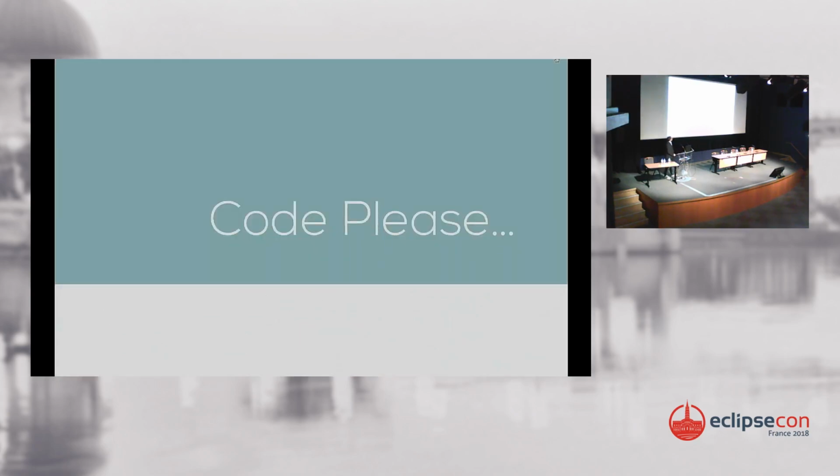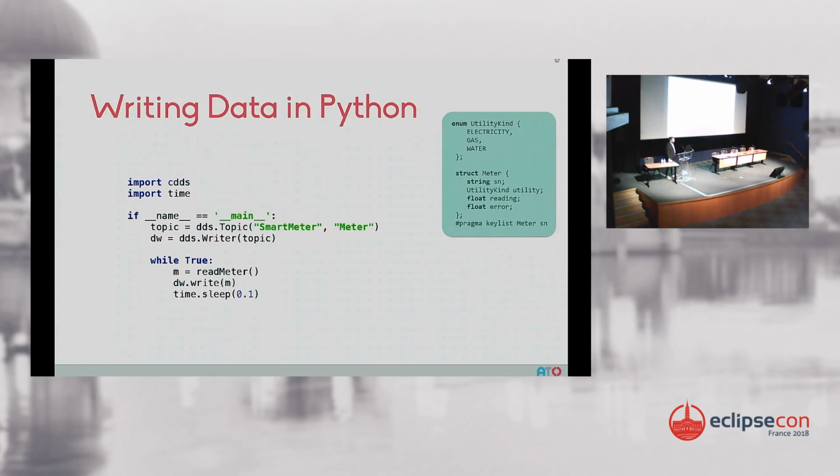Right? Let's see a bit of code. So here is an example of a writer application written in Python, and this is not an example. This is code that really runs at some DDS users. So first, you need to define a topic by giving its name and its type. Then you need to create a writer attached to that topic. And finally, just write some data using this data writer. Pretty simple.